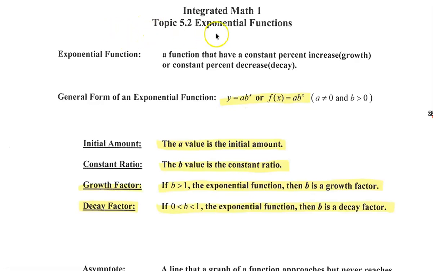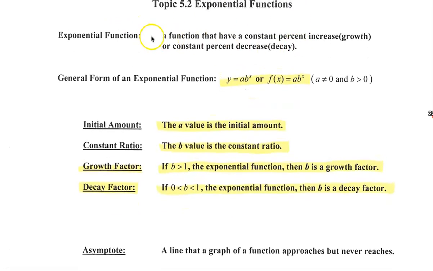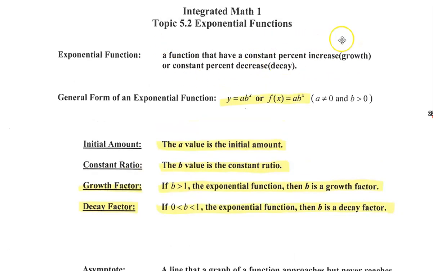In this lesson, we're going to talk about exponential functions. So first, what's an exponential? A function has a constant percent increase, which is known as growth, or a constant percent decrease, known as decay. So we've seen linear functions that grow at a consistent rate, like constantly increase by the same amount. Exponential functions grow at a percent rate, so they grow extremely fast if it's a growth, or die extremely fast if it's a decay.